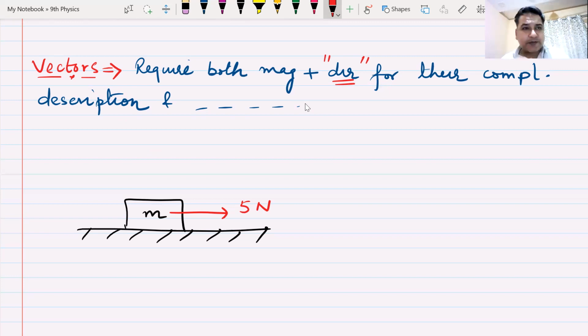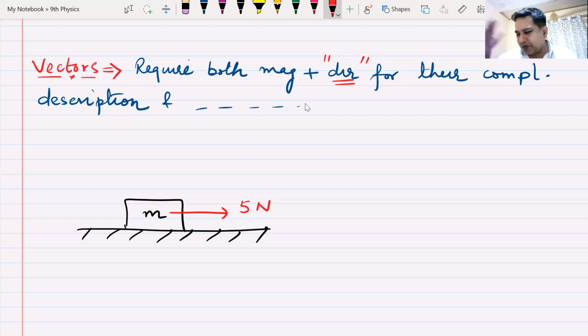So I apply a force of 5 Newton. Kaushiki, what do you think may happen here? It may probably move. In what direction may it move? To the north. It's not north or east.